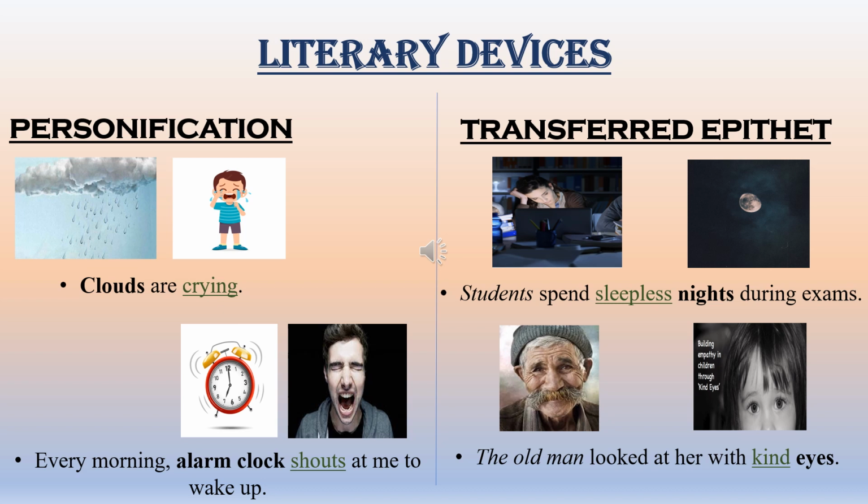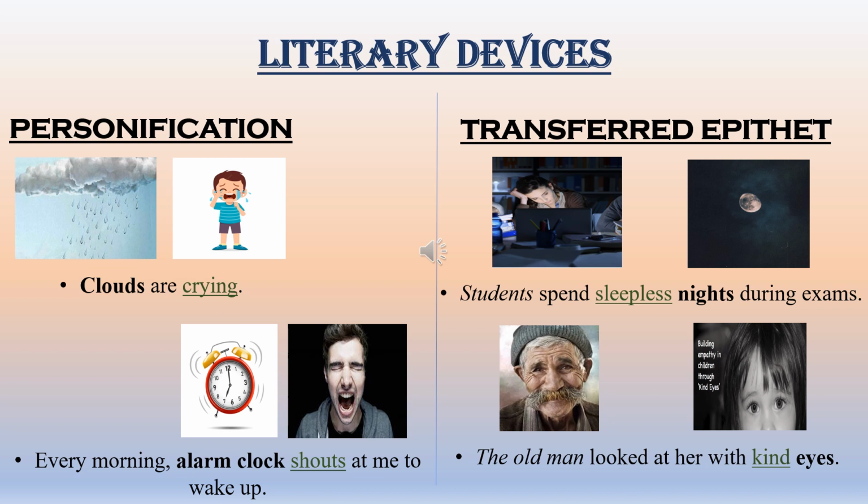Hello everyone. Today in this video we are going to learn about two literary devices, that is personification and transferred epithet. So let's first understand what we mean by personification. If you look closely, there is the word person hidden in personification. Thus, it means that whenever we give human-like abilities to other objects, objects can be non-living, for example, clouds, alarm clock, etc. Or they can be living but non-humans, for example, birds, animals, etc. So whenever we give human-like abilities to any other non-human object, it is known as personification.